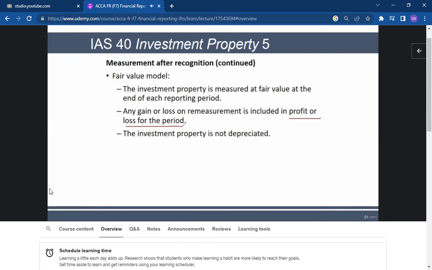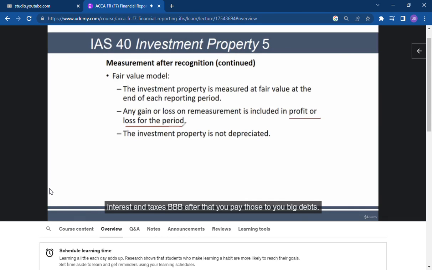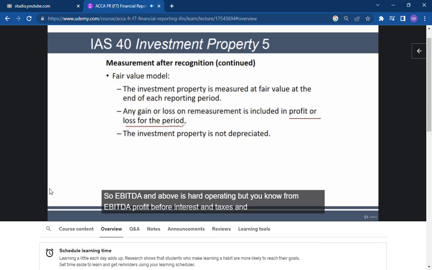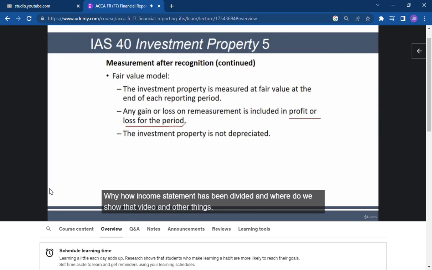Now remember, the profit and loss part is the top part of the income statement. You have a line called profit before interest and taxes, PBIT. After that, you pay interest, you pay tax. So PBIT and above is called the operating part, from PBIT and above until sales. That part is management's performance. That part is a result of management's decision. I will explain to you next time the structure of the income statement, how the income statement has been divided, and where we show the revenue and other things.